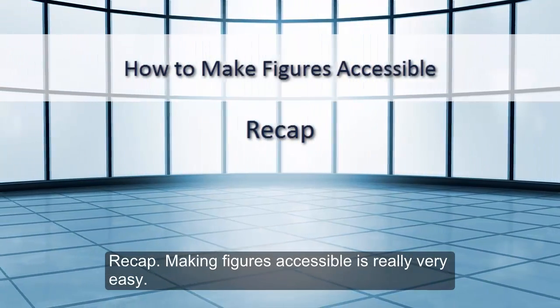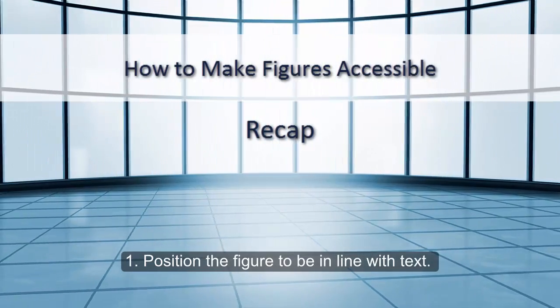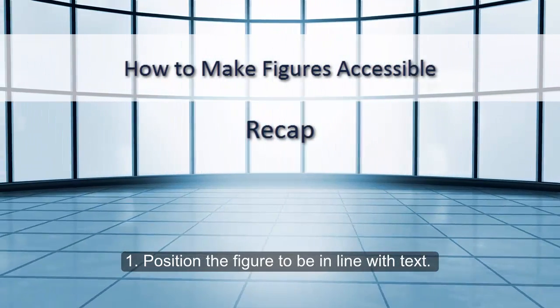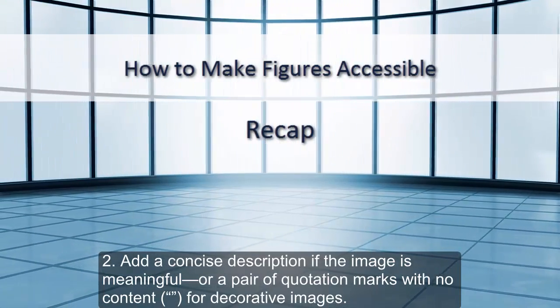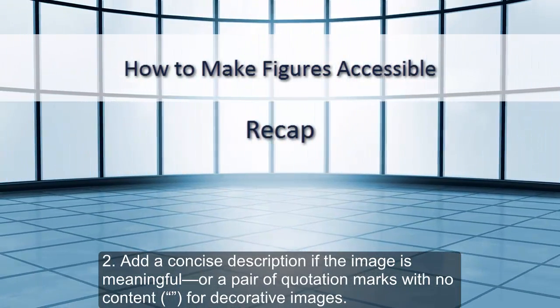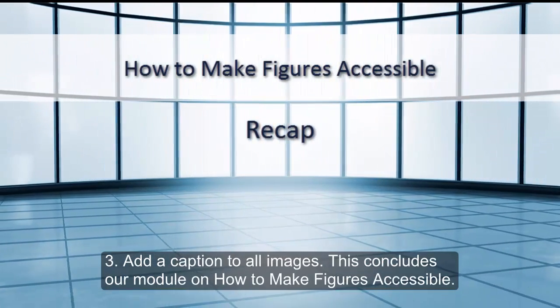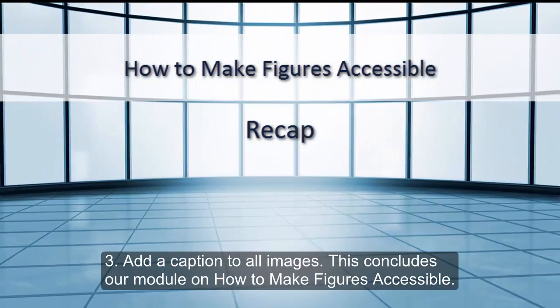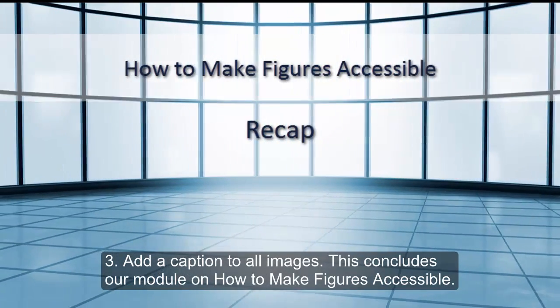Recap. Making figures accessible is really very easy. 1. Position the figure to be in line with text. 2. Add a concise description if the image is meaningful, or a pair of quotation marks with no content for decorative images. 3. Add a caption to all images. This concludes our module on how to make figures accessible.